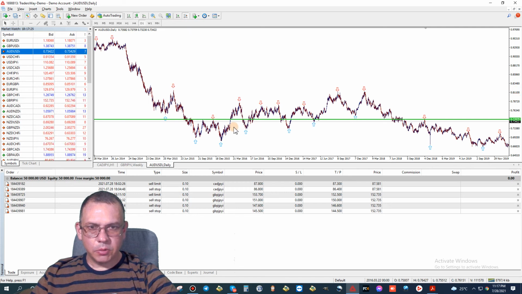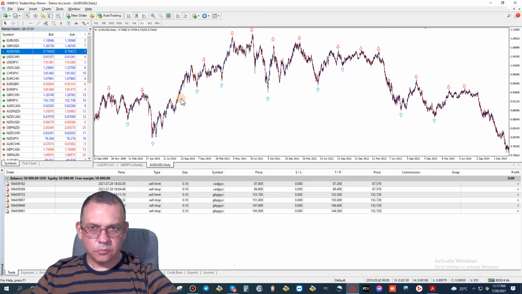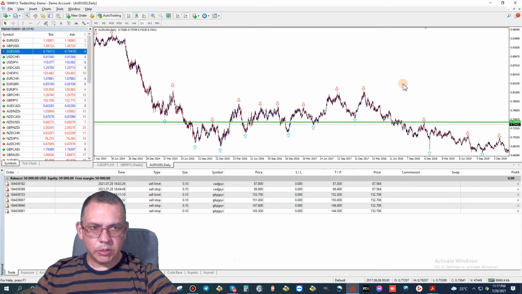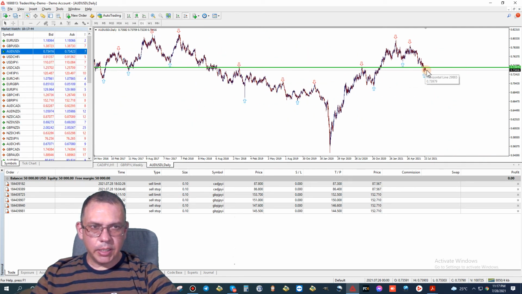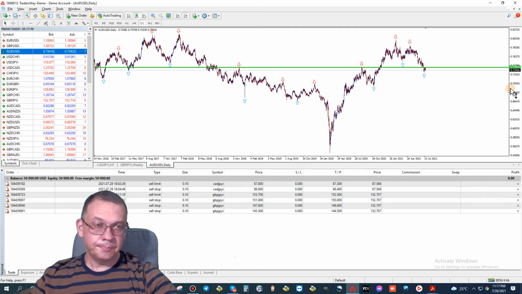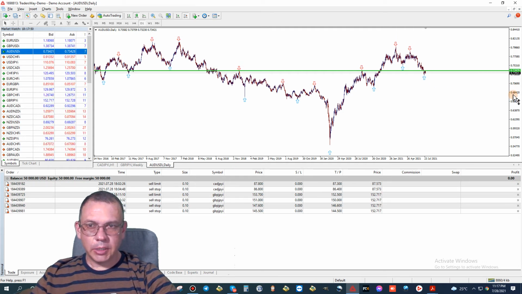But I want to see. I'm looking for the blue arrows. Here we got a blue arrow followed by a higher blue arrow. Anyways, so it is possible. Okay, it is possible to have a lower blue arrow. I don't know. Okay, I just don't know. I'm not a fortune teller.